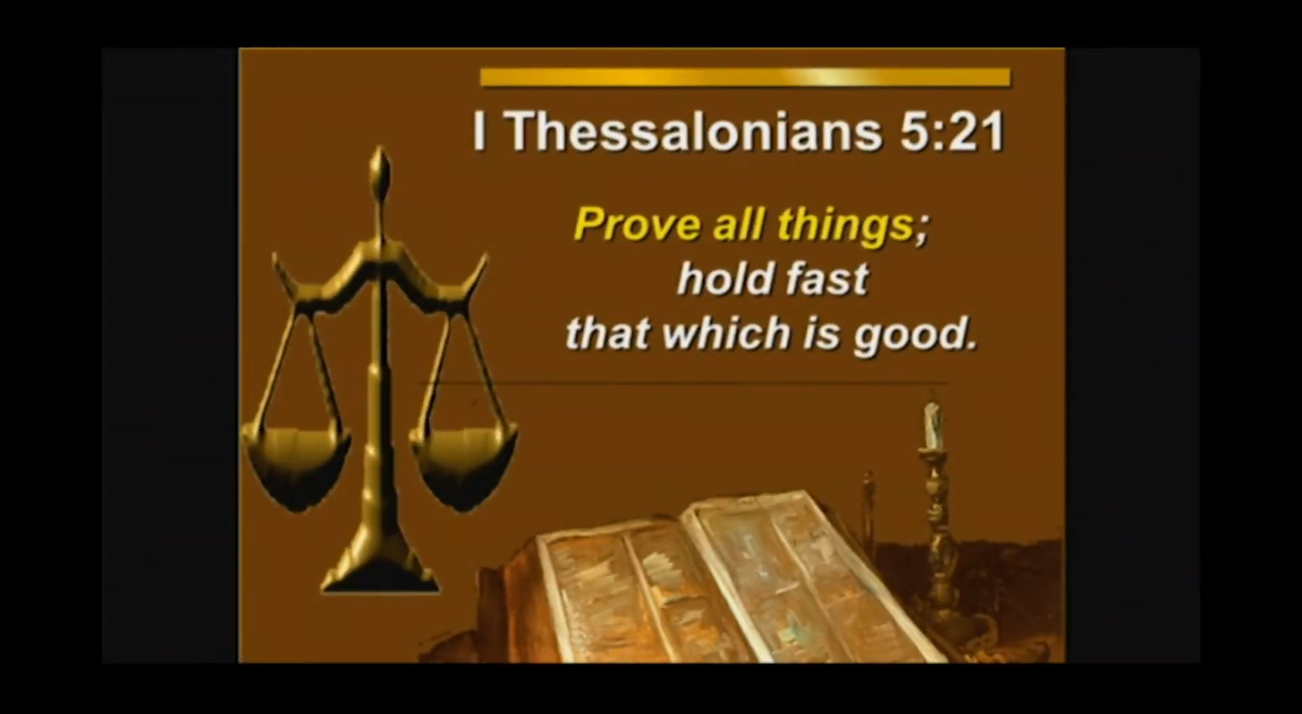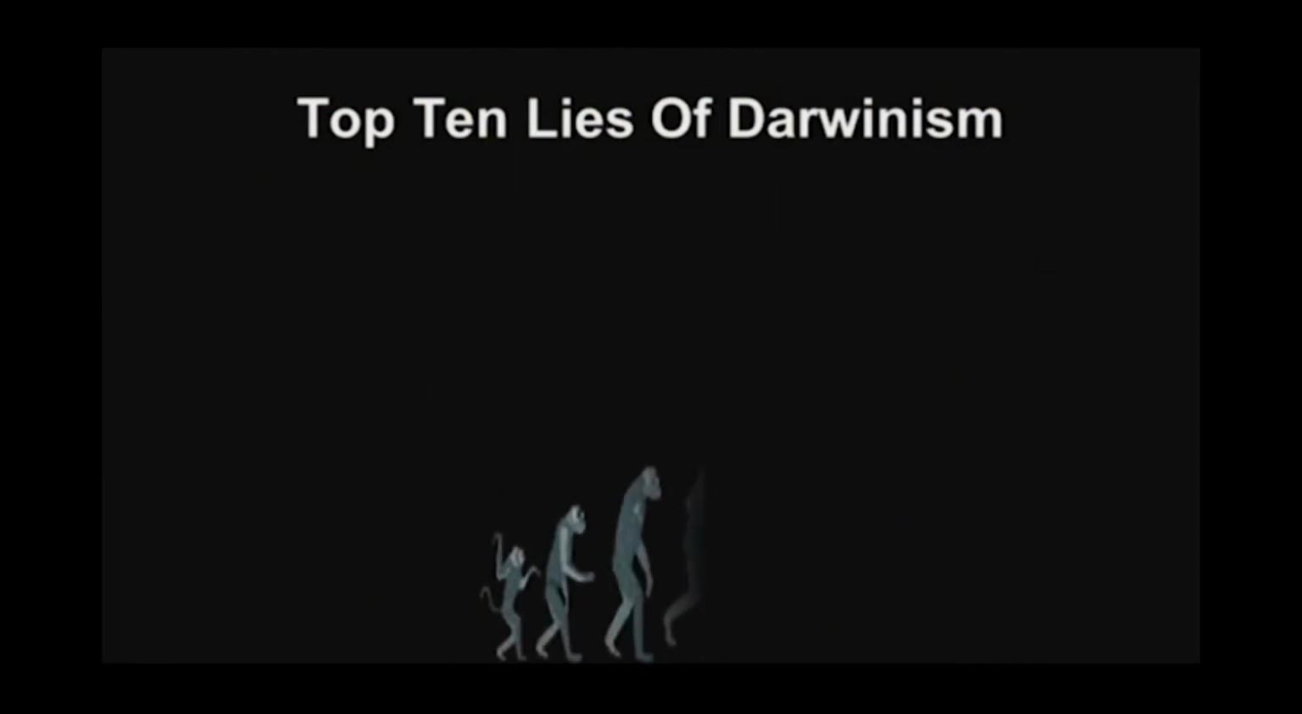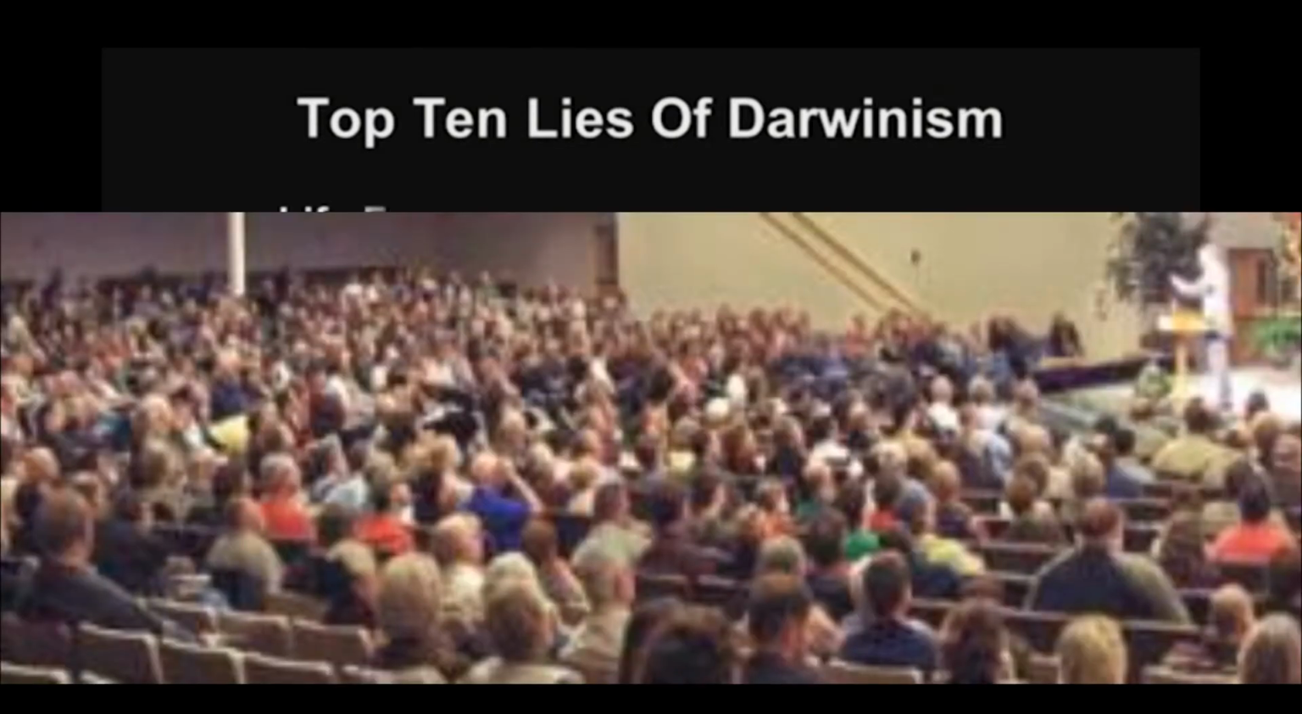I say, let's follow the Word of God, let's prove all things, and let's start standing up for the truth of the Word of God. I'm about to show you the top 10 lies of Darwinian evolution. These are 10 things that most people say there's no way you Christians can overcome. We're going to cover 10 in the next 30 minutes.